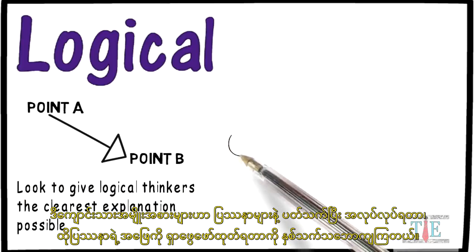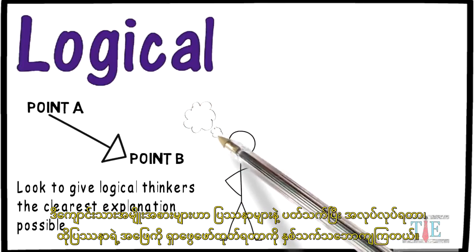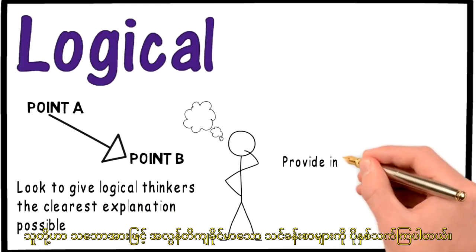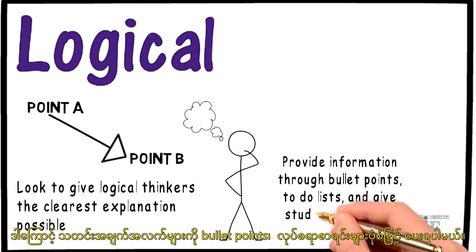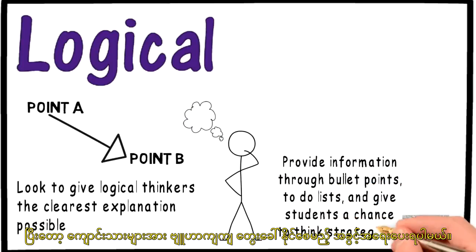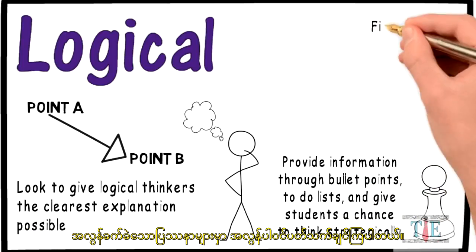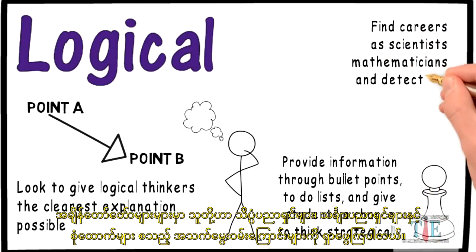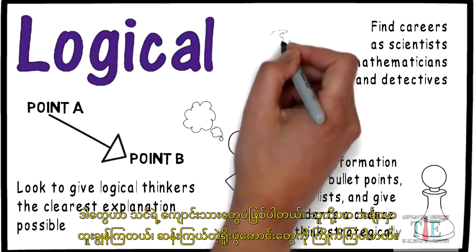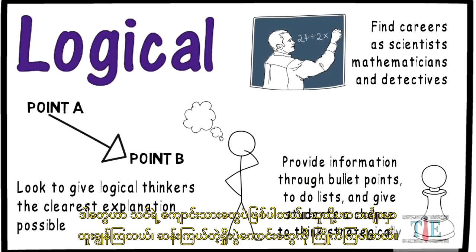These types of students enjoy working on problems and figuring out the answer to the problems. They prefer lessons that are very objective in nature. Provide information through bullet points, to-do lists, and give students a chance to think strategically. Also, logical learners get very engaged with difficult problems. Most of the time they find careers as scientists, mathematicians, and detectives. These are your students that excel in math and enjoy a good mystery show.